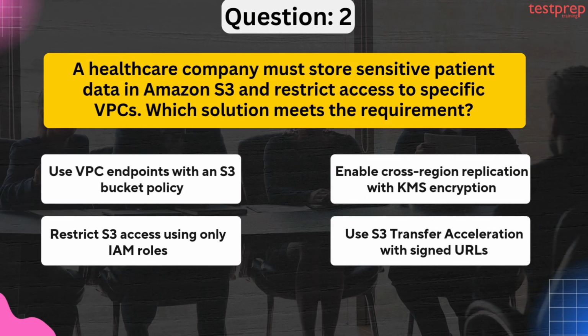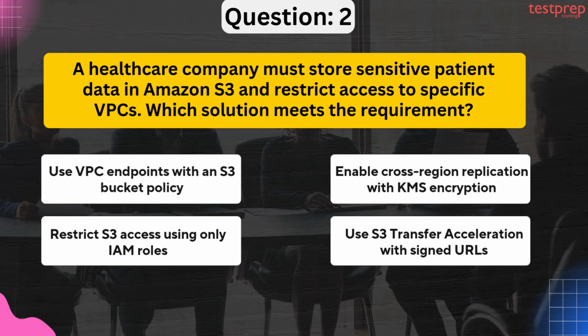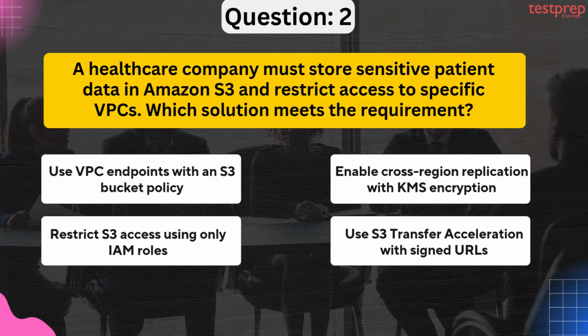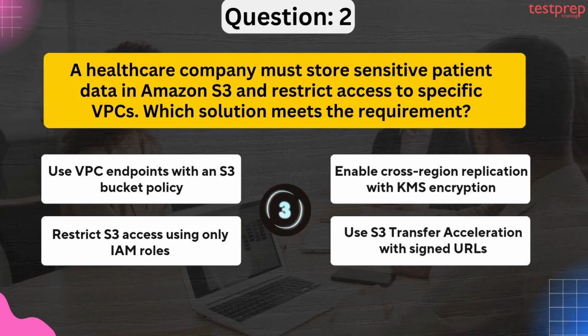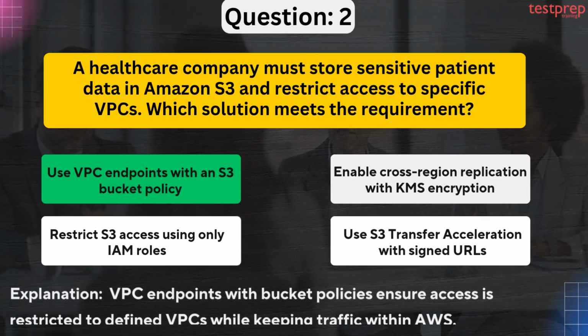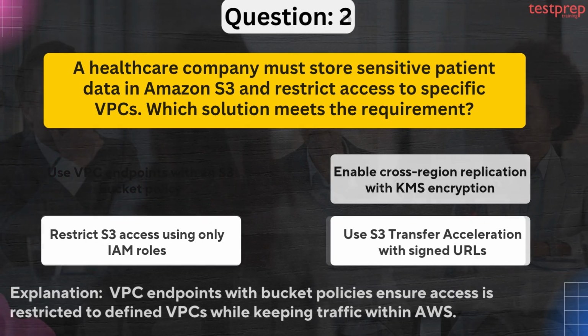Question 2. A healthcare company must store sensitive patient data in Amazon S3 and restrict access to specific VPCs. Which solution meets the requirement? The correct answer is use VPC endpoints with an S3 bucket policy. VPC endpoints with bucket policies ensure access is restricted to defined VPCs while keeping traffic within AWS.